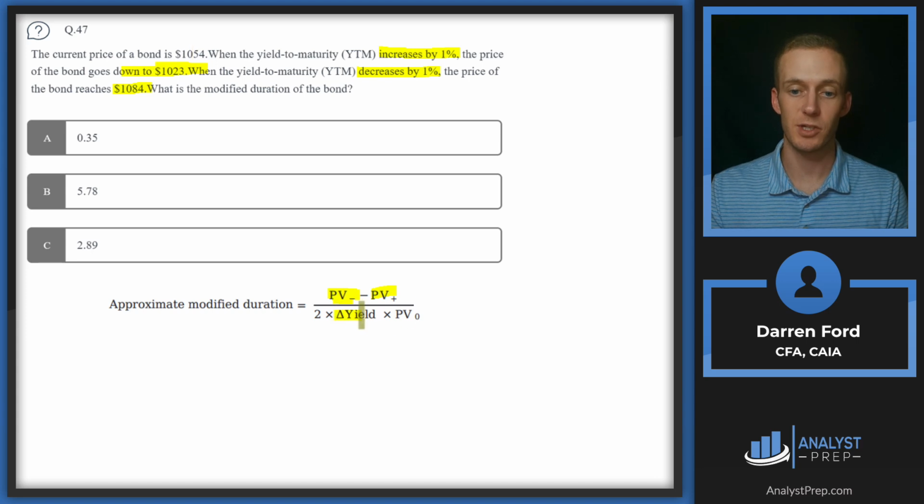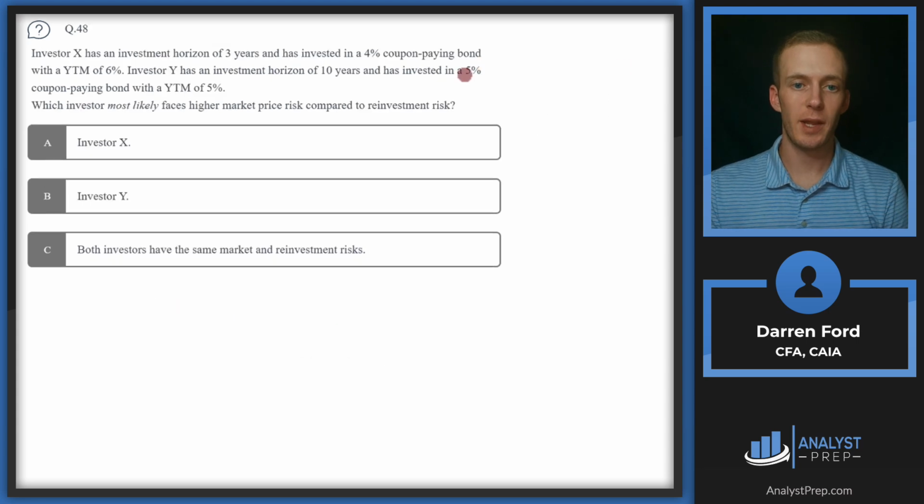Two times the change in yield. So that's going to be what we're increasing or decreasing by. So that's going to be our 1%. And then the starting bond price will be that 1,054. So pulling that in, we can see those numbers plugged in here, and we see that brings us to 2.89. Answer C.